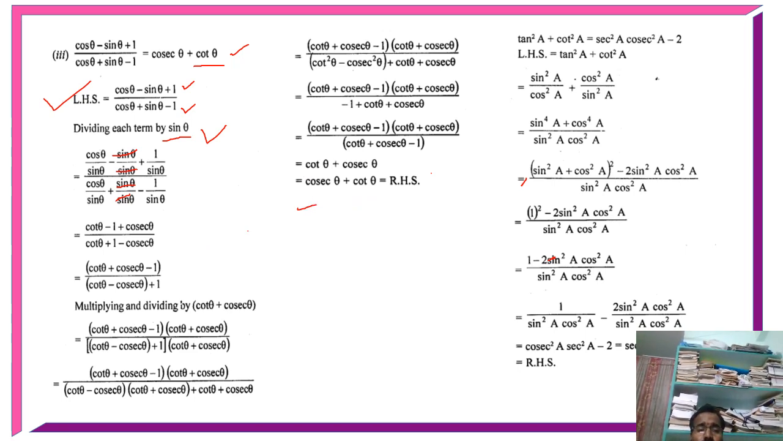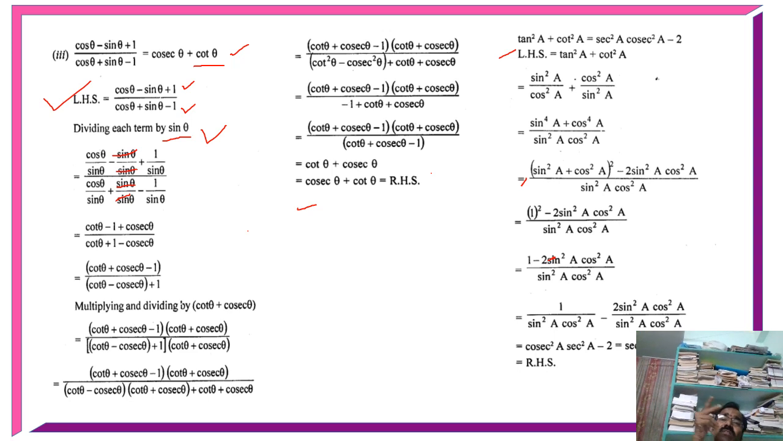Next problem: it is given that tan square a plus cot square a equals secant square a cosecant square a minus 2. Let us take the LHS. Tan square a we can write as sin square a by cos square a, and cot square a as cos square a by sin square a. Take the LCM: sin square a into sin square a gives sin power 4 a, plus cos power 4 a, by sin square a cos square a.